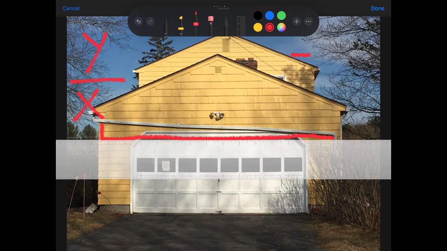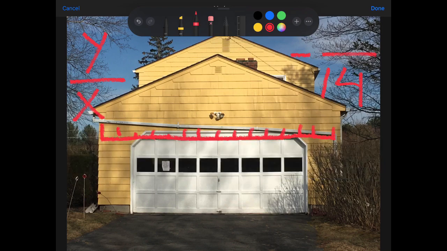Now I line my ruler up and I can measure how far across my x value is. So I'm going to tally my units. And I end up with 14 units. So 14 goes on the bottom of my division problem.